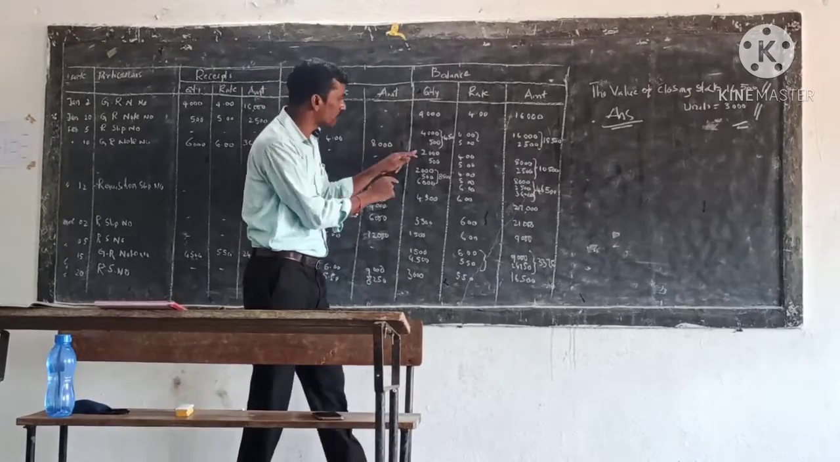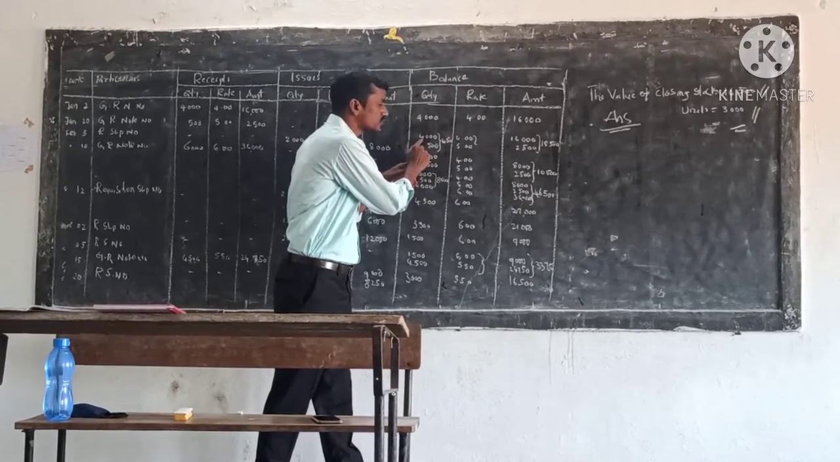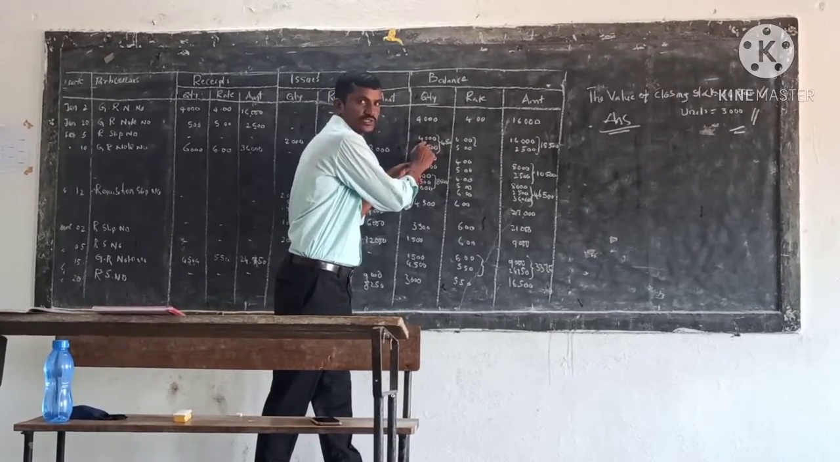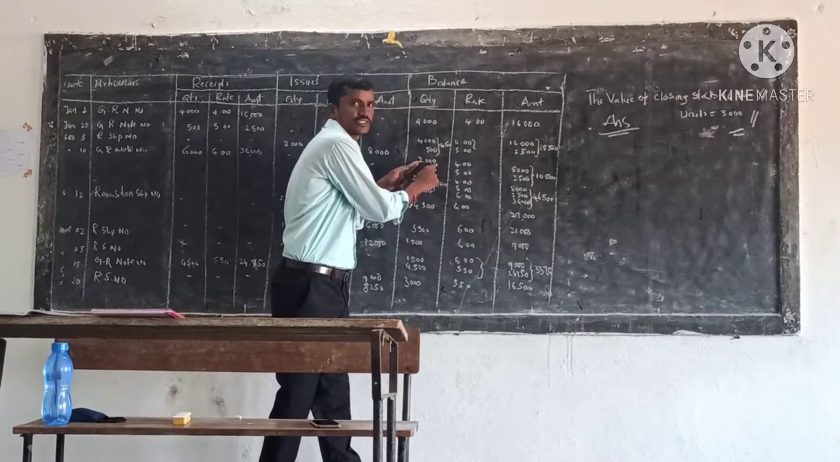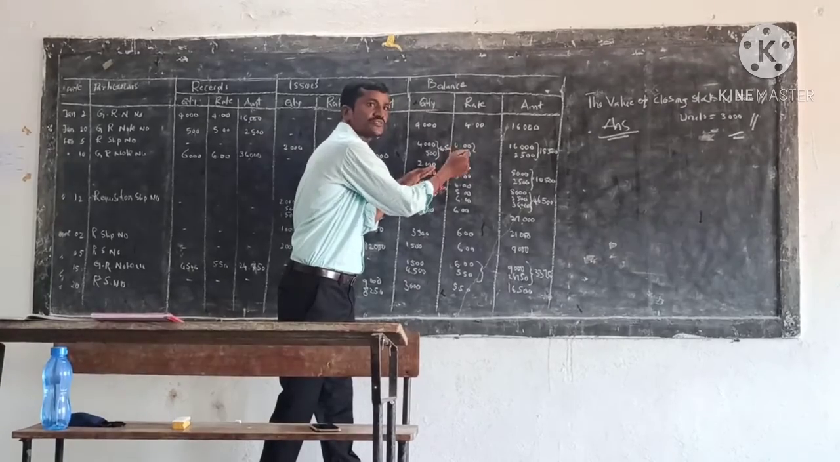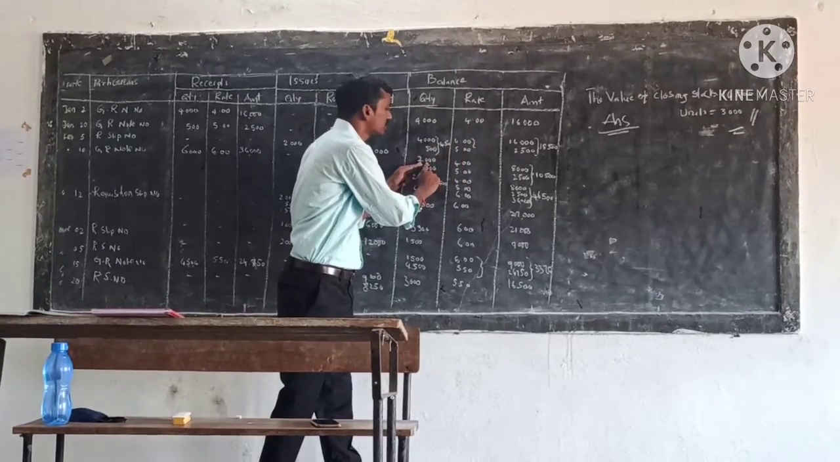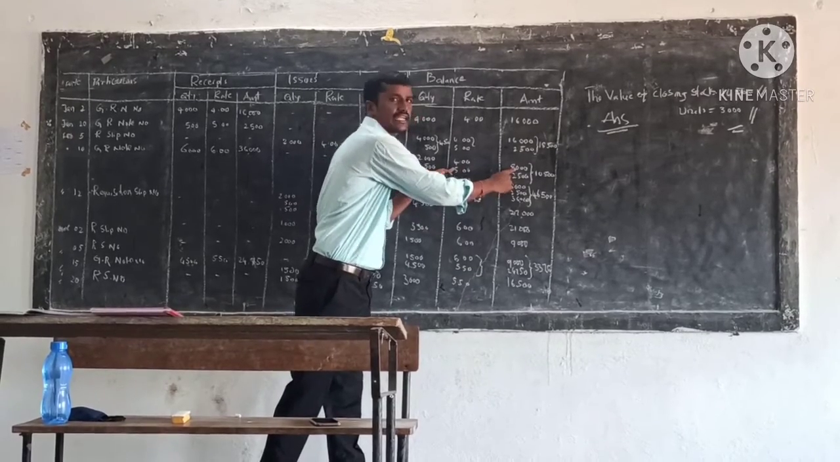Okay. Now again we have to think here. We have issued the 2000 units out of the 4000 units. So what is the remaining units here? That is 2000 units. At what rate? At the rate of 4 rupees per unit. So 2000 at the rate 4 rupees per unit will be written as 8000.